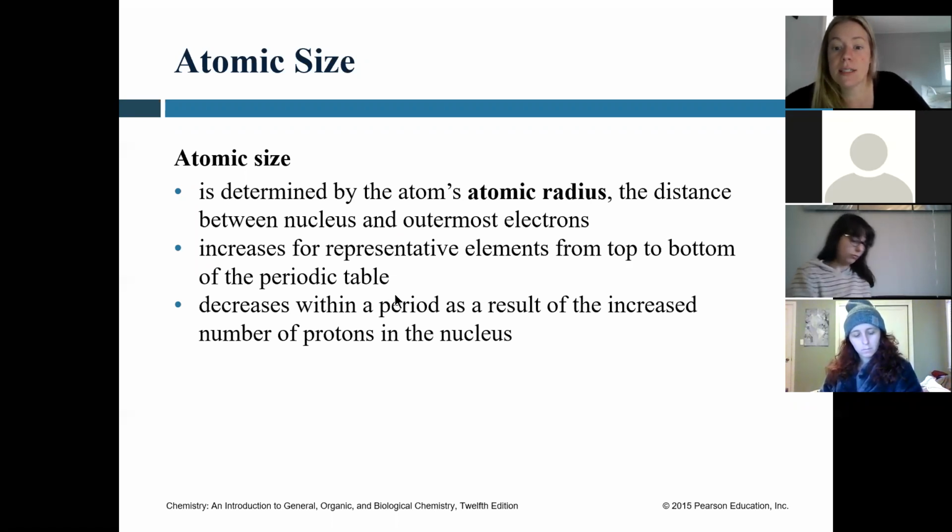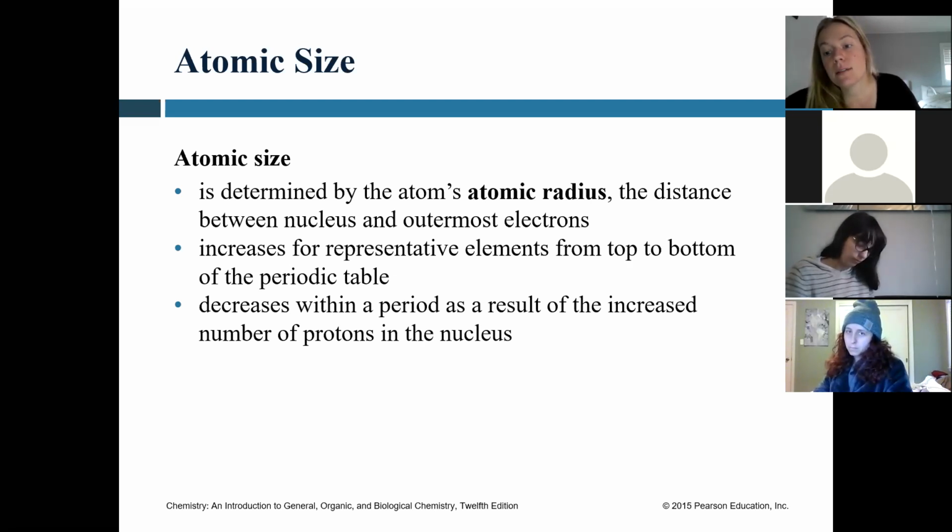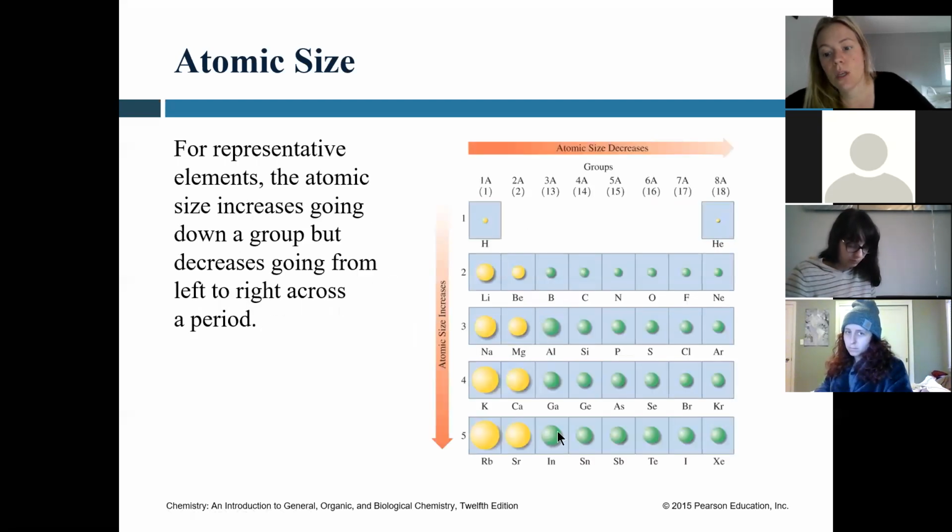So it increases in size from top to bottom. Every time you drop down a row, you're adding an onion layer of electrons. It decreases within a period. So as you move to the right across a row, you're actually getting smaller because the number of protons is increasing. So it's holding that onion layer closer. So here's sort of a more visualized representation of that. So biggest ones down here, smaller up here.